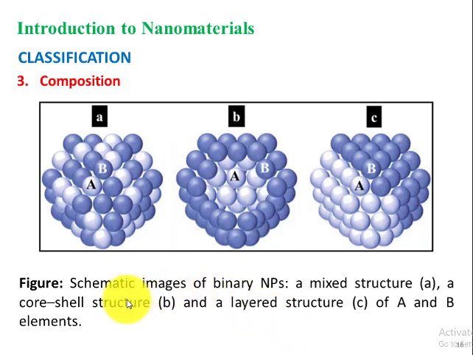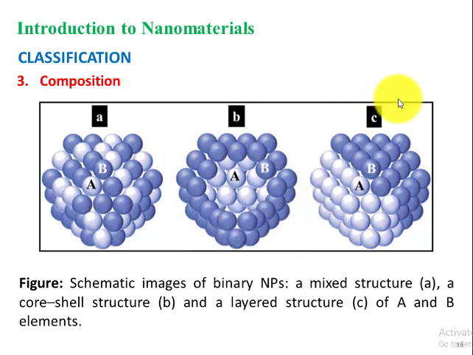Here is figure 1.6. A shows mixed structure nanoparticles. We can see A and B atoms are mixed in the cluster structure. The atoms are randomly arranged among the structure of the nanoparticles. Figure B is representing core shell structure. In this structure, the B atoms are making a shell and the A atoms are embedded in the core. This is the second type of nanoparticles.